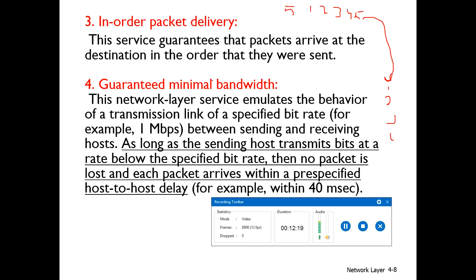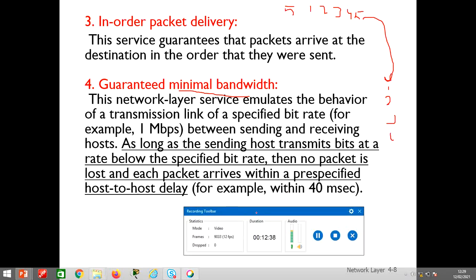Next is guaranteed minimal bandwidth. This service of the network layer emulates the behavior of a transmission link of a specified bit rate between the two hosts, between the sender and the receiver. So it makes sure that the minimal bandwidth, whatever is the minimal bandwidth provided by the transmission link, is always provided between the sender and the receiver.